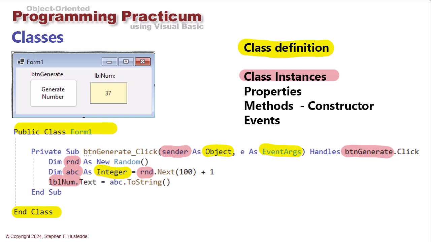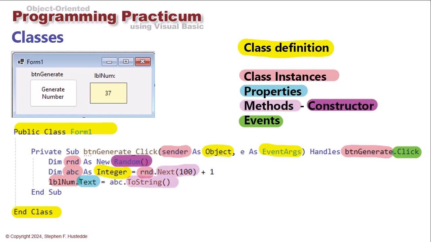That's an instance. And we have events. We're handling the click event, in this case, for the button. Properties: we're setting the text property of lbl_num in the small little piece of code. And then we have methods. And I mentioned you can always tell methods by parentheses.